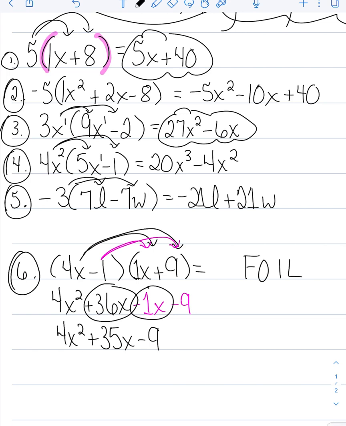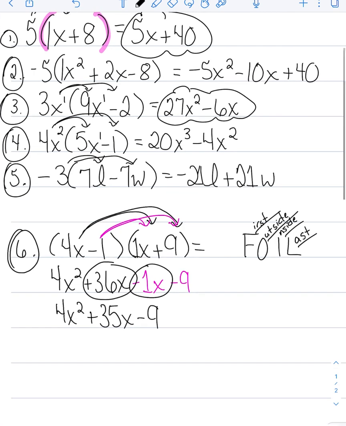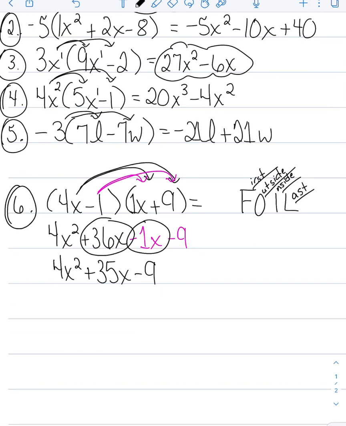This is specific to multiplying two binomials. And FOIL, F-O-I-L, means I multiply the first two terms, the outside two terms, the inside two terms, and the last two terms. And of course, you combine like terms, and that gives me my answer. So let me show you how to do it with this same problem.